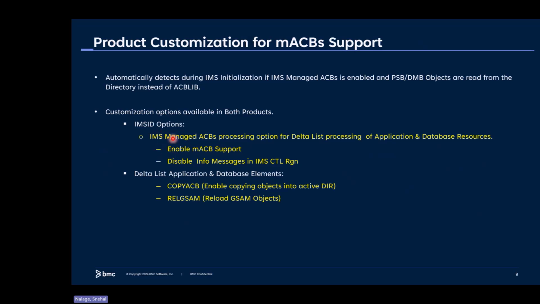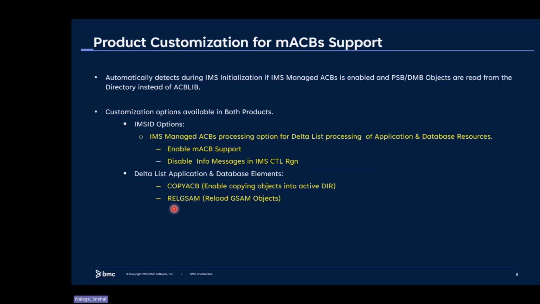So, the couple of options which are applicable to the Delta list execution of applications and databases are enable MACB support and disable info messages in the IMS control region. Similar to this option, we have an option on the Delta list element as well, which is the copy ACB option. We will be talking about all these three options in detail in upcoming slides.